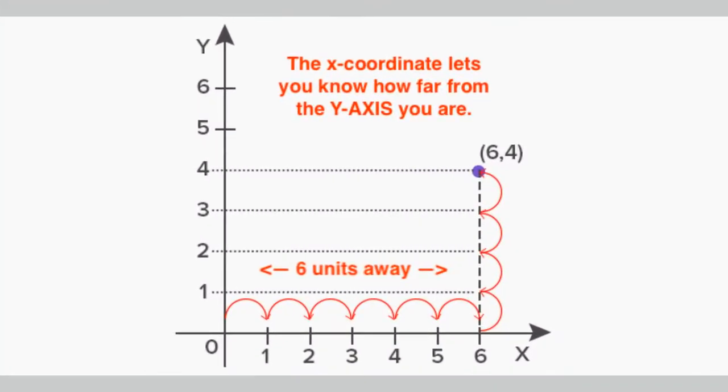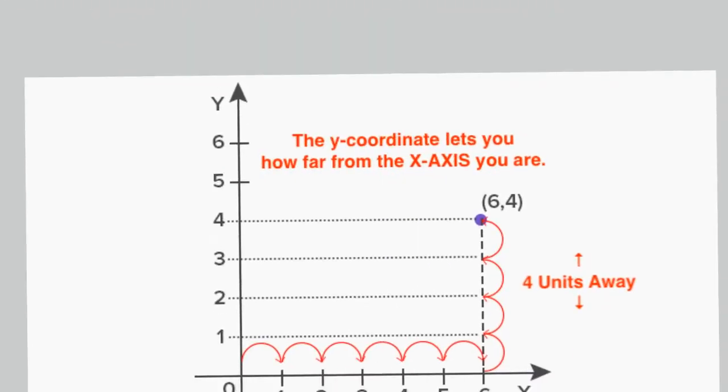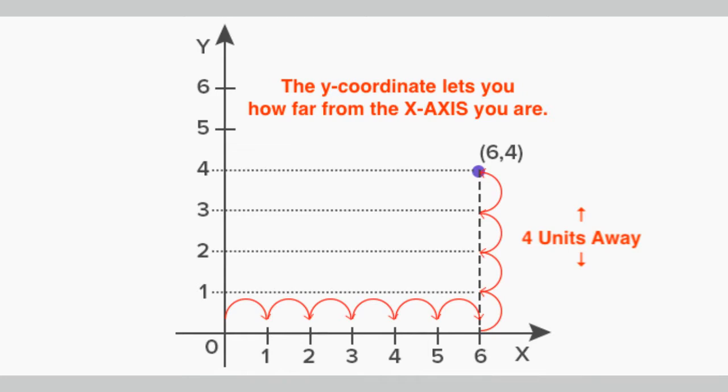So right here we have the point 6, 4. And the beauty about the x coordinate, it lets you know how far from the y-axis you are. And if you look closely, you'll see that this point is actually 6 units away from the y-axis. And then the y-coordinate, well, that lets you know how far from the x-axis you are. If you look closely, you'll see that 6, 4 is actually 4 units away from the x-axis.